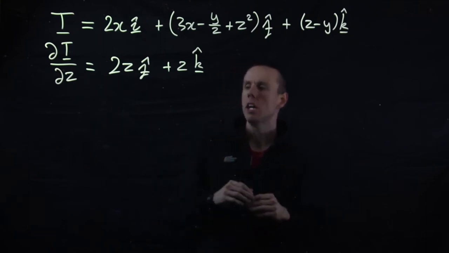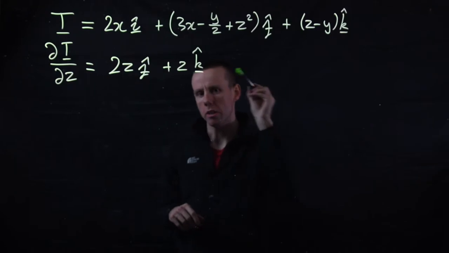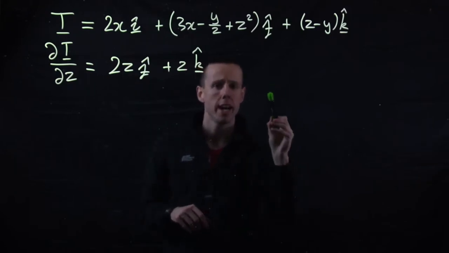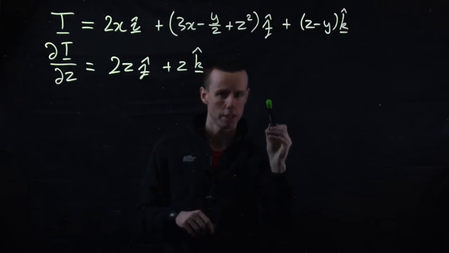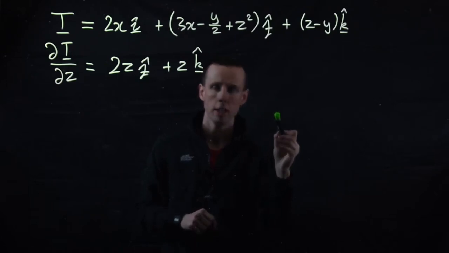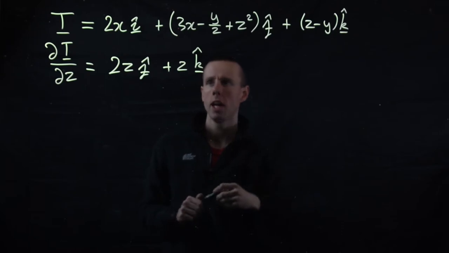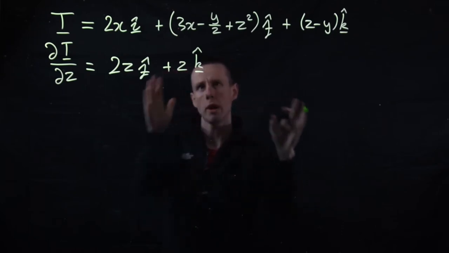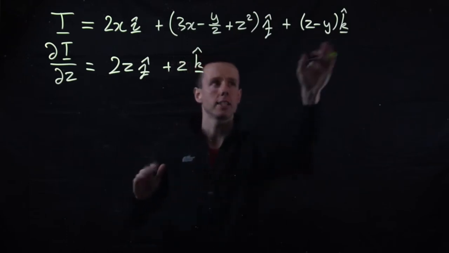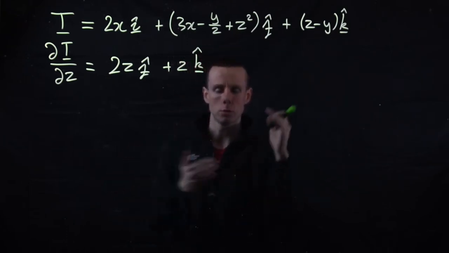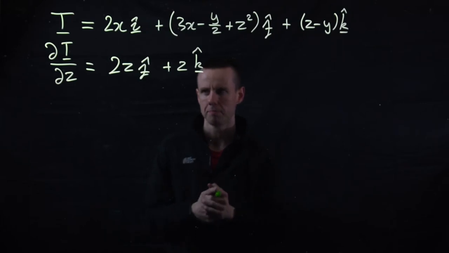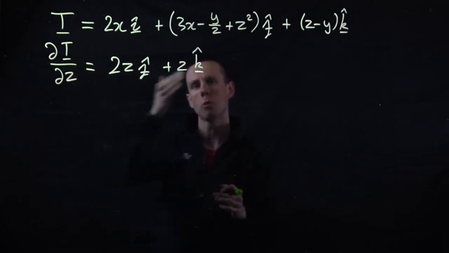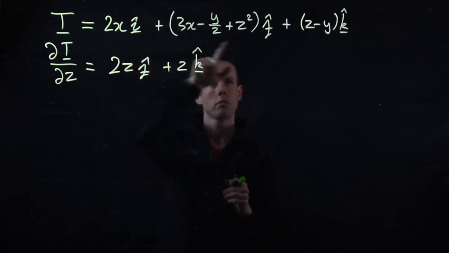I mean, no matter where you are in three-dimensional space, the vectors i hat, j hat, and k hat are always the same. They always have unit length and they always point in the same directions. So no matter where you are in space, they don't depend on position. They're always the same.